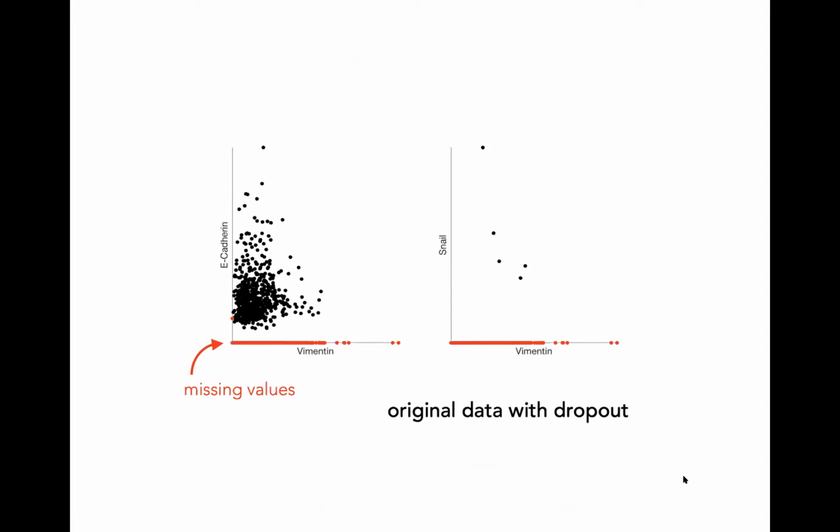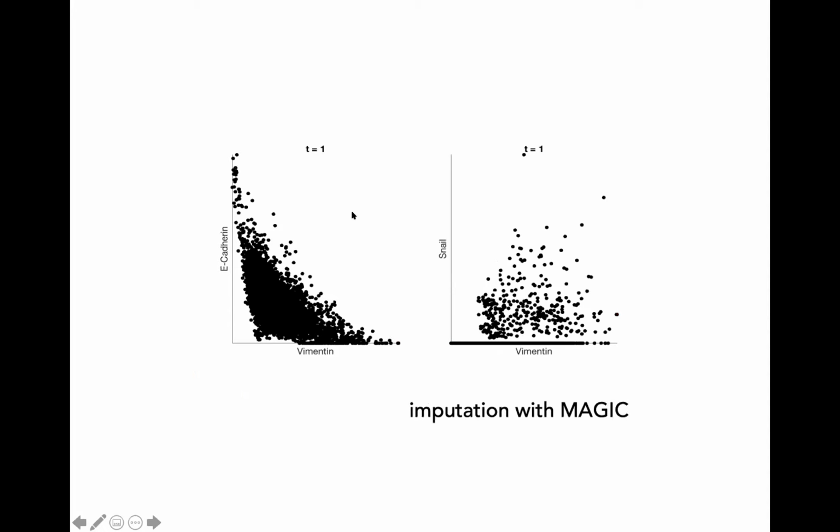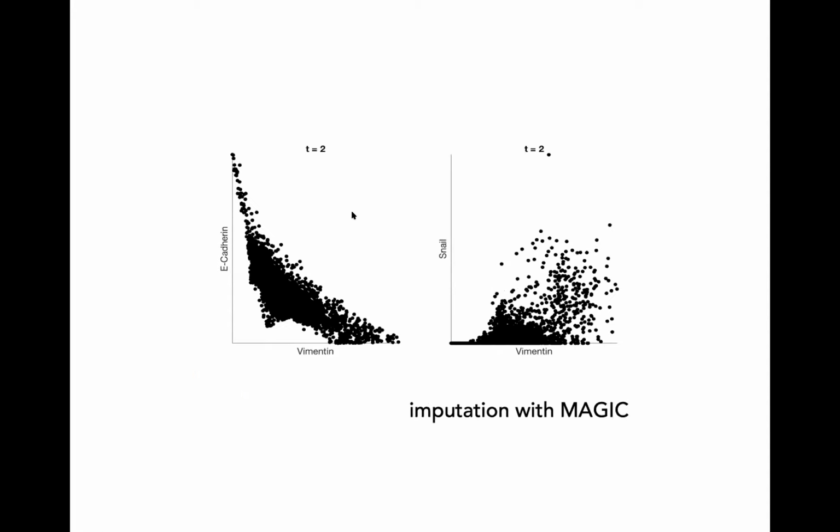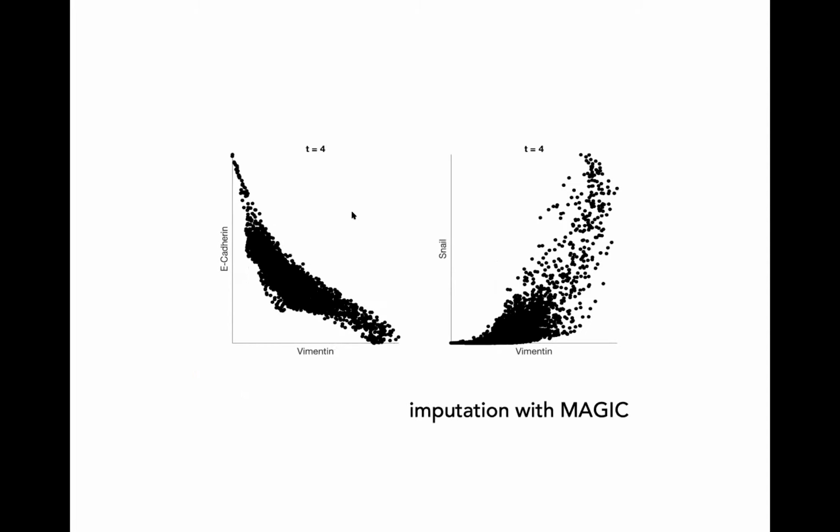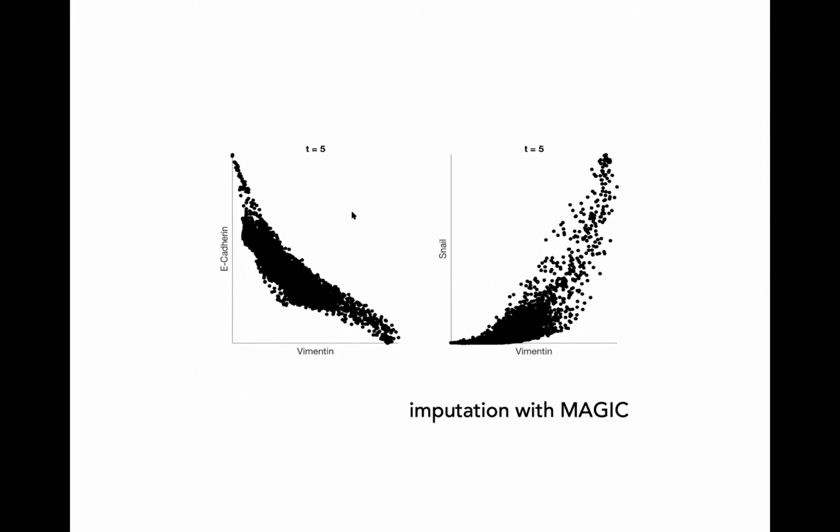So what does this actually do to your data? This, to a large extent, restores values that you could think of as missing, but they're just dropped out. So we make no distinction about which value is missing and which value is not. Basically, every value is sort of undercounted or dropped out, but if you apply magic with different T's, you get recovery of these signals, and the recovery of these signals can facilitate the learning of gene-gene relationships.